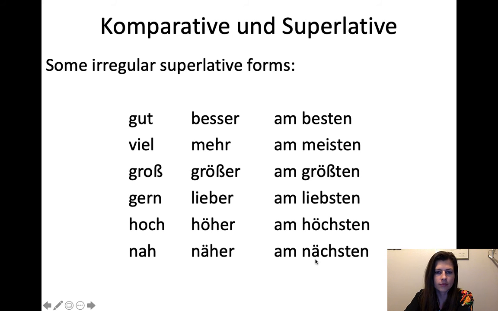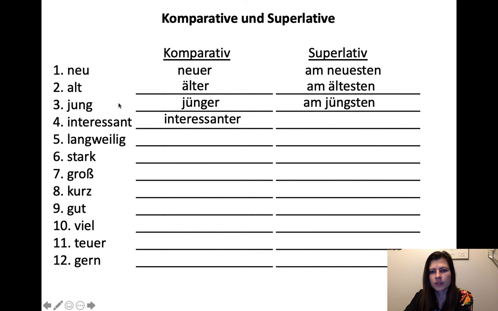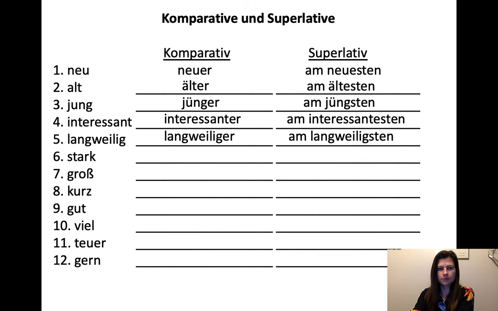Okay, so let's look at some of these. We have neu for a regular adjective, neuer for the comparative, and then am neuesten for the superlative. We have alt becomes älter, we get that umlaut, and superlative am ältesten, the oldest. Jung becomes jünger, am jüngsten, so the -sten ending. Interessant becomes interessanter, and then superlative am interessantesten. Langweilig becomes langweiliger, and then am langweiligsten.